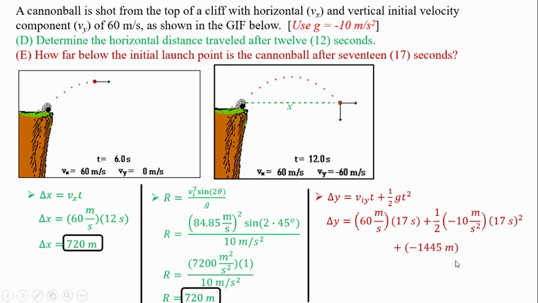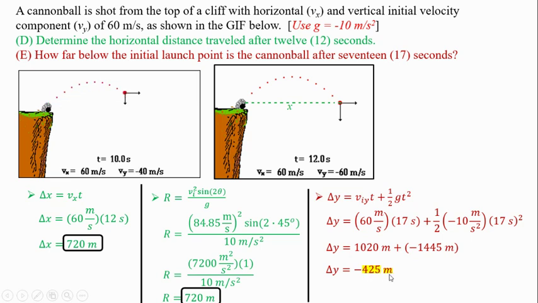Okay, so if we simplify our calculator work here, 60 times 17 is 1020. And then if you do 1/2 times -10 times 17 squared, that will give us a value of -1445. Okay, so if you do your calculator work carefully here, we have a positive number and a larger negative value. So the sum here is going to be a negative value of 425 meters. Which makes sense. It fell 425 meters below where it was after 17 seconds. But since they asked for how far, I would just give the answer as 425 meters.